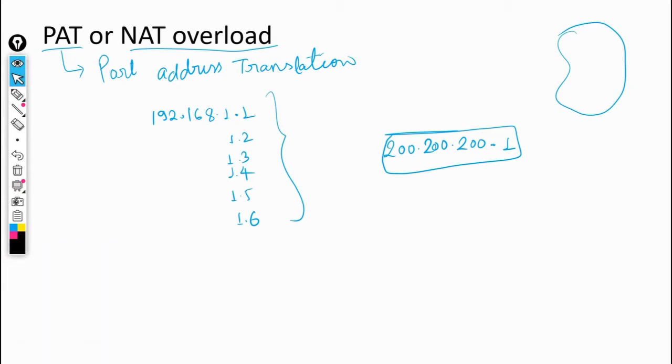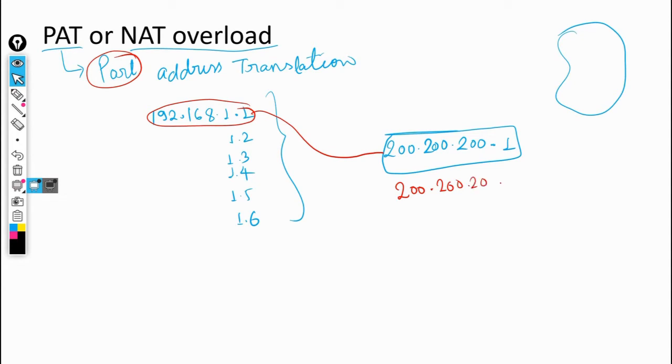The solution here is the port. How does the port work? Whenever any computer is going to use the internet, it is translated to this IP address, and this IP address is put together with a port number. It becomes 200.200.200.1, and after that it puts some port number, 551, and this request goes to the internet.